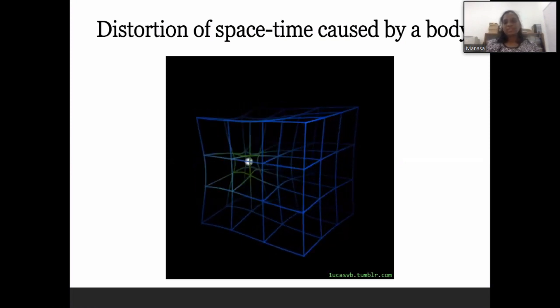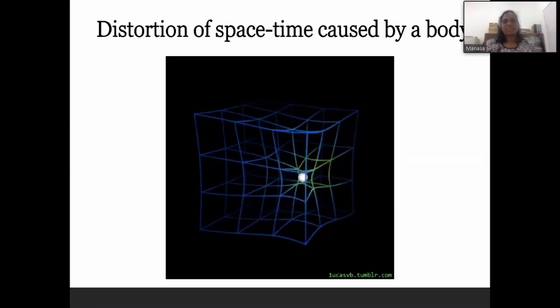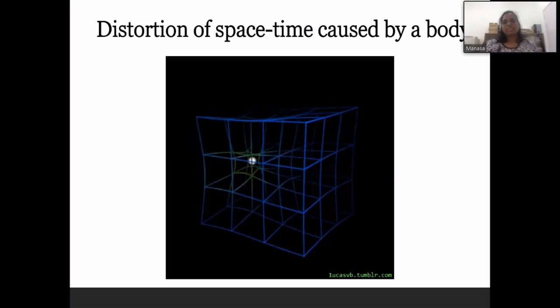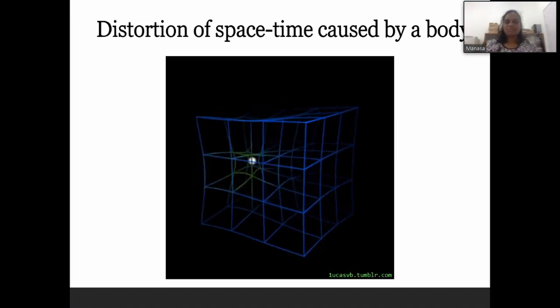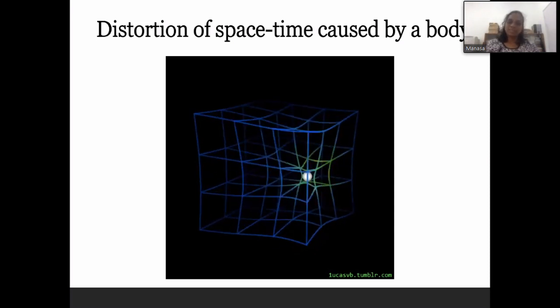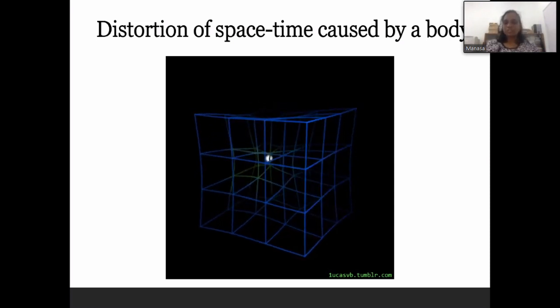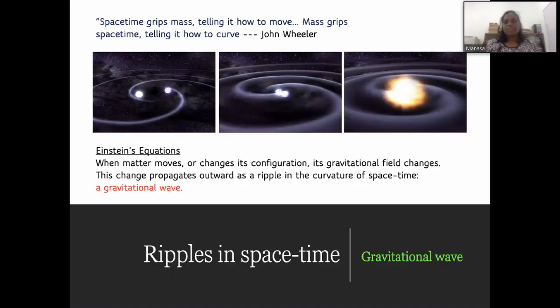So if you imagine a massive body in space-time curvature, as it moves around, it distorts the space-time around it. And if you would like an image of how that would look, that is represented in this picture. And carrying this image forward, along with a very elegant expression to describe Einstein's equation given by John Wheeler, this helps to get a very clear image of what Einstein's equations mean. Space-time grips mass, telling it how to move, and mass grips space-time, telling it how to curve.